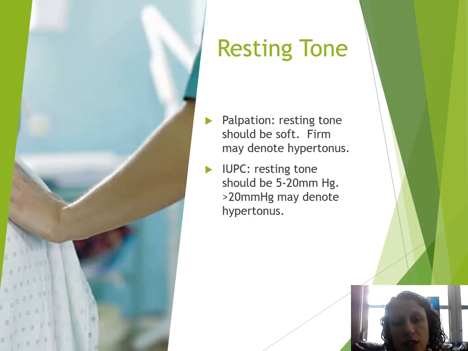So resting tone, again, something else that we're putting our hands in the belly for. So in between the contractions, that's what we're talking about with resting tone. Resting tone should be under 20, okay? So the measurement of it should be under 20, and that is because of that perfusion to baby. If it's higher than that, you're risking having reduced blood flow and then ultimately cutting off blood flow when it gets too high.